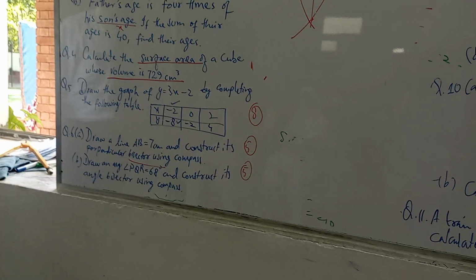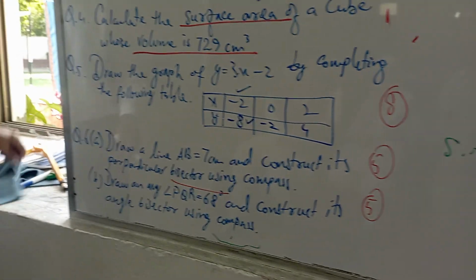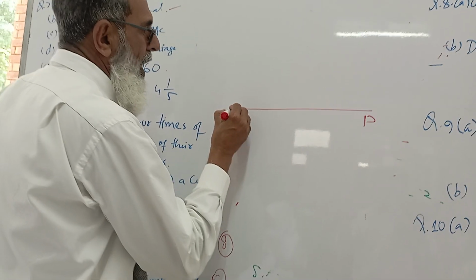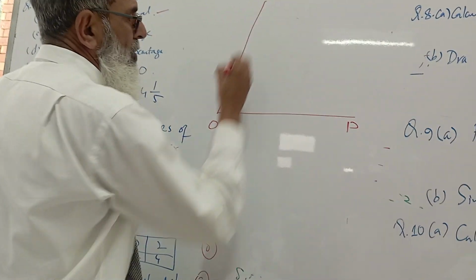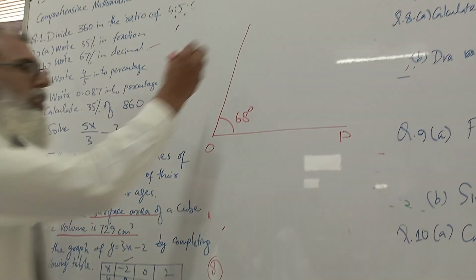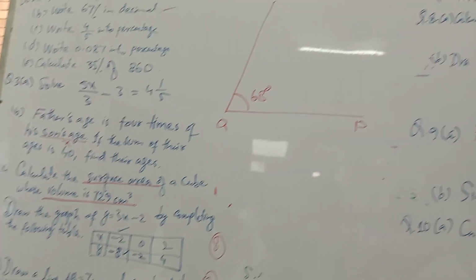Okay. So now the next one is: draw angle PQR of 68 degrees. So first of all, using a protractor, we draw an angle of 68 degrees. This is P and this is Q. Let's suppose I am drawing an angle of 68 degrees, and this is R. Okay. Now, what do we do here?